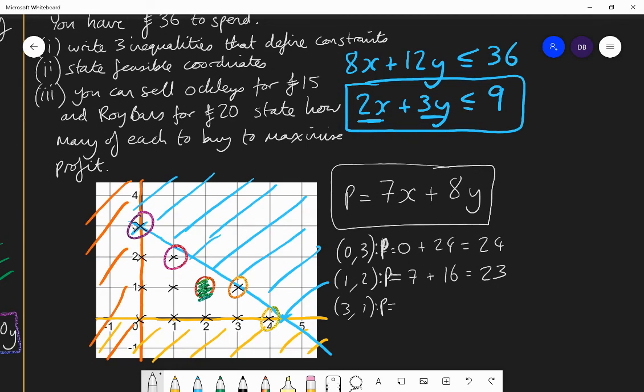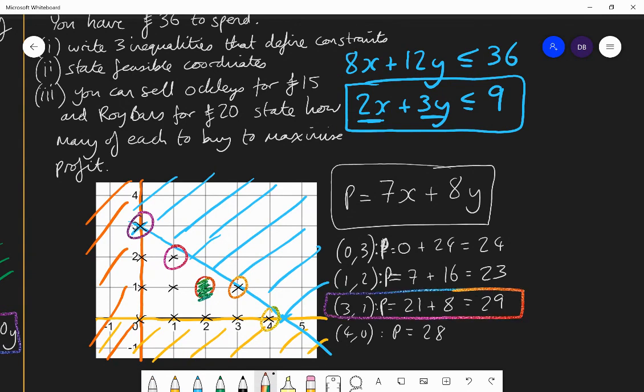The profit at (3, 1) is 3 7s, which is 21, and 1 8. So that's £29 profit. And lastly, at (4, 0), your profit is 4 7s, is 28. So it's quite clear that the maximum profit is that £29, and that happens at the point (3, 1). So in order to maximize your profit, you should buy 3 Ockleys and 1 Royban, and you would make £29 profit if you sold them all.